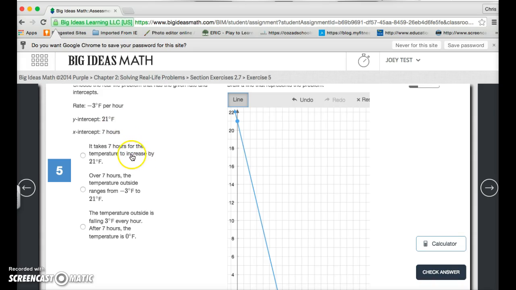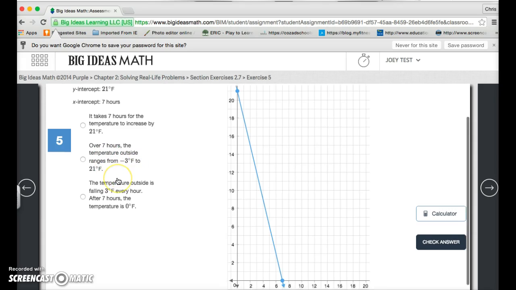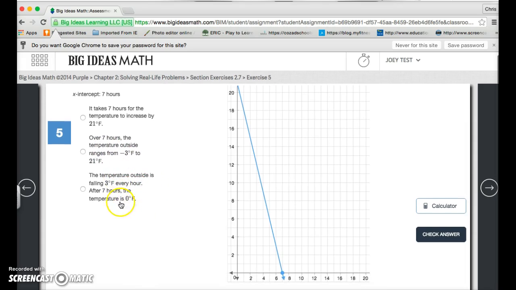It says it takes 7 hours for the temperature to increase by 21 degrees. Over 7 hours, the temperature outside ranges from -3 to 21, or the temperature outside is falling 3 degrees Fahrenheit every hour. After 7 hours, the temperature is 0 degrees Fahrenheit. Which one? 1, 2, or 3? I would say 3.